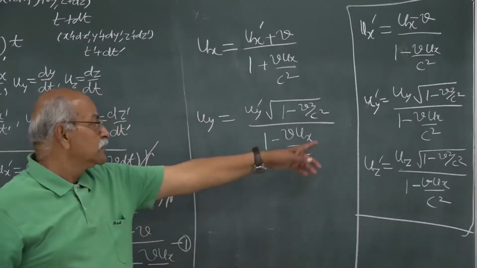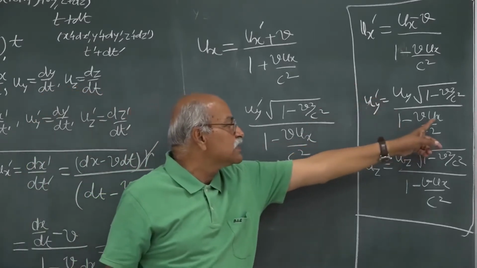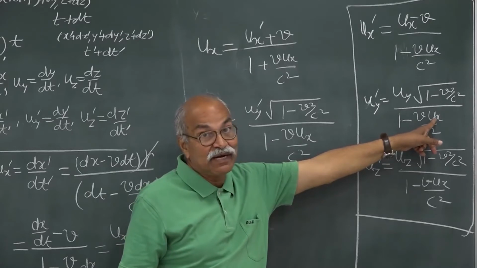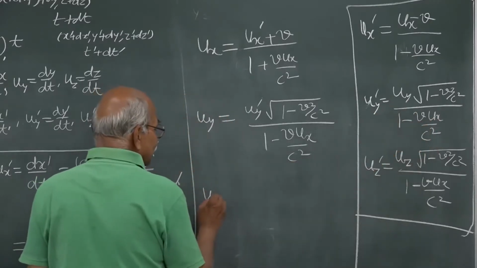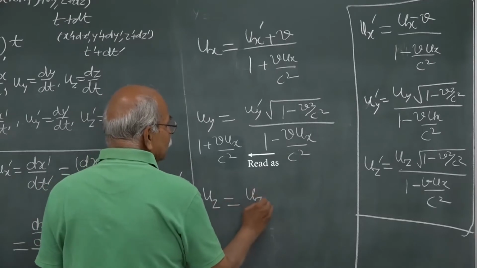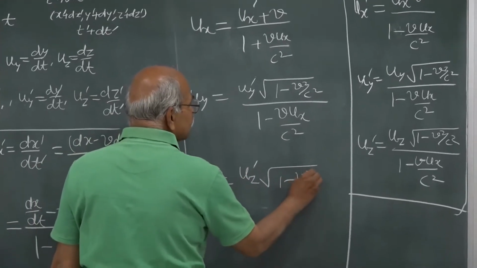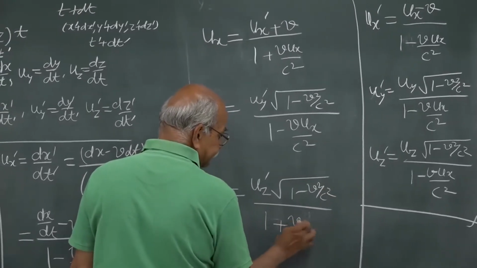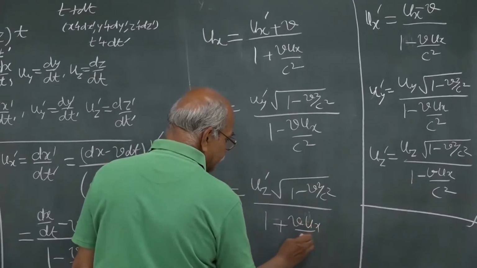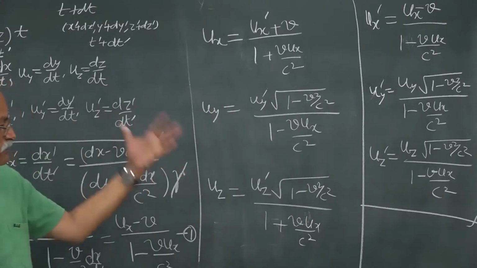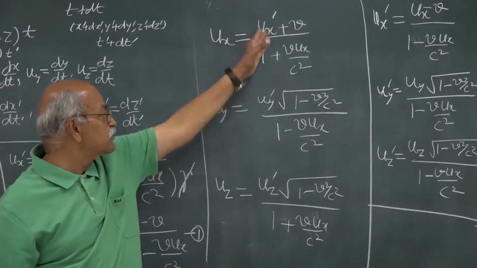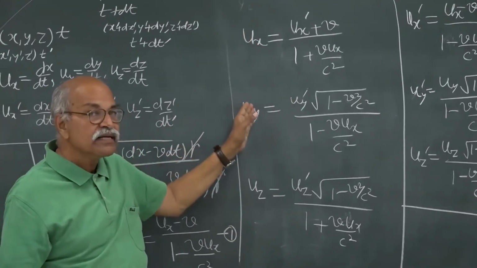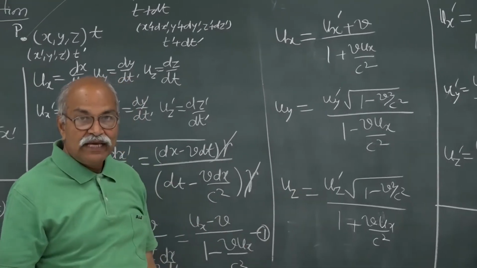Remember, in the transformation of the y component of velocity, you are also using ux, the x component of the velocity of the particle. So that also should be noted, and similarly uz will be uz prime square root 1 minus v square by c square divided by 1 plus v ux by c square. So these are the inverse transformation equations. If you know the velocity of a particle in S prime, you can write the velocity of that particle in S. Okay, so we will stop here.